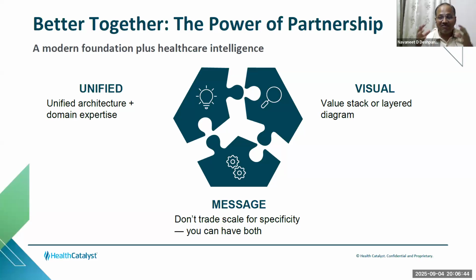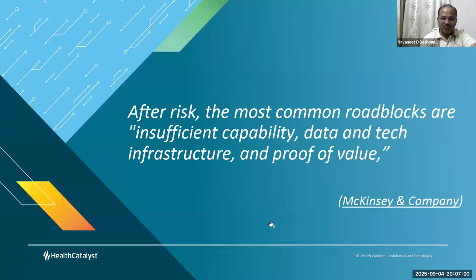So all these dimensions have to be brought together. That's what project management is all about. And it can be done by providing unified architecture plus domain expertise plus a visual value stack or layer diagram, plus giving the message that you can have both the scale as well as specificity.